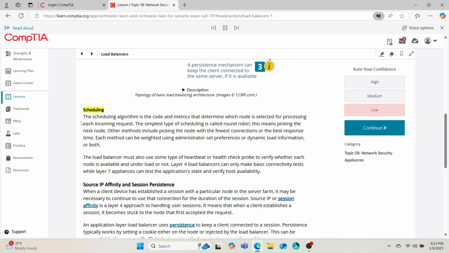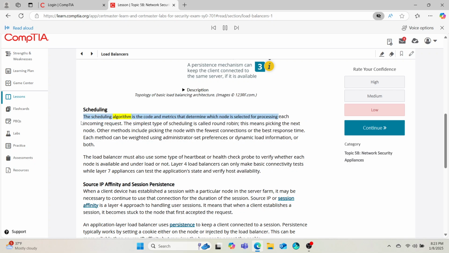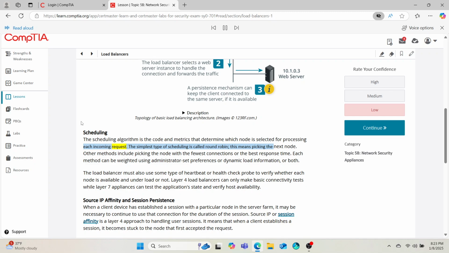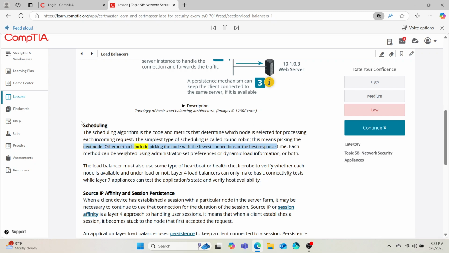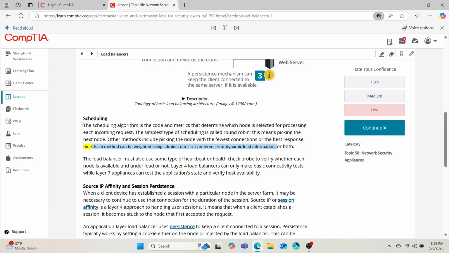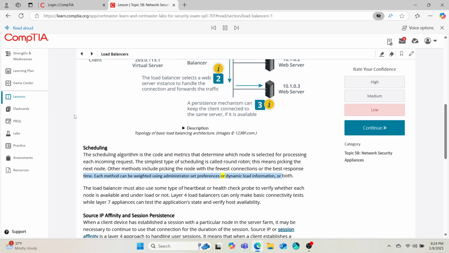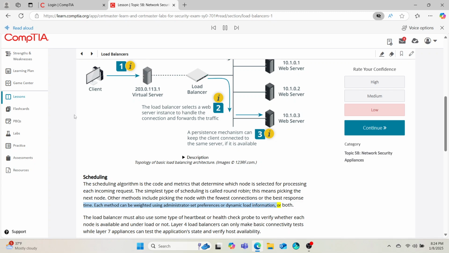Scheduling. The scheduling algorithm is the code and metrics that determine which node is selected for processing each incoming request. The simplest type of scheduling is called round-robin. This means picking the next node. Other methods include picking the node with the fewest connections or the best response time. Each method can be weighted using administrator set preferences or dynamic load information, or both.